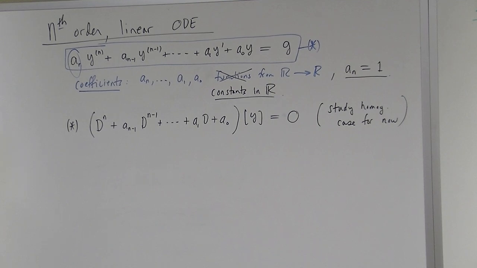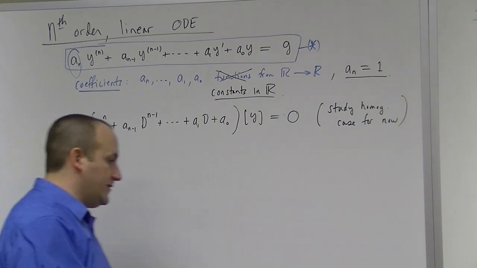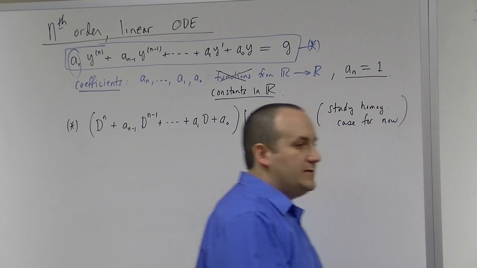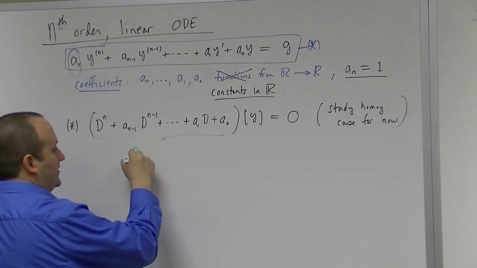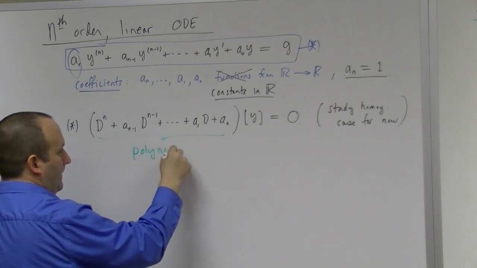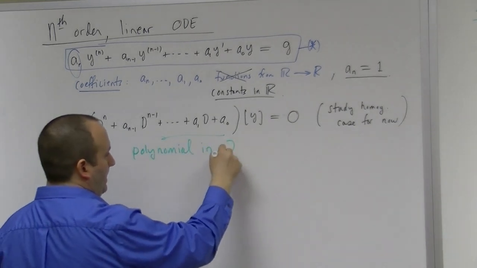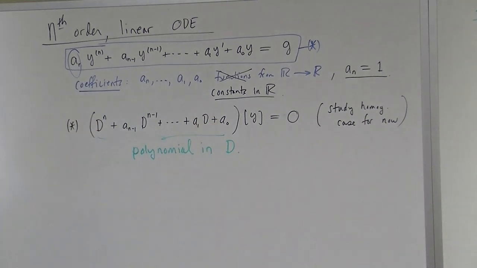You notice what this is? Well, this is a wonderful thing. This is a polynomial in the differentiation operator. We know a little bit about polynomials of linear operators. Polynomial indeed. So the critical thing here is we can factor it.